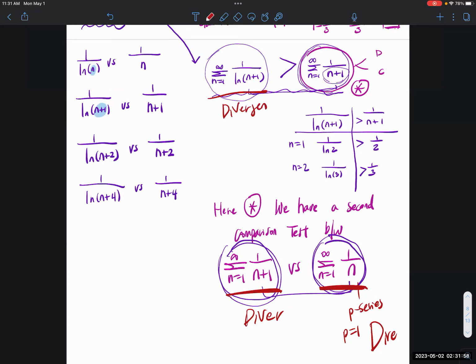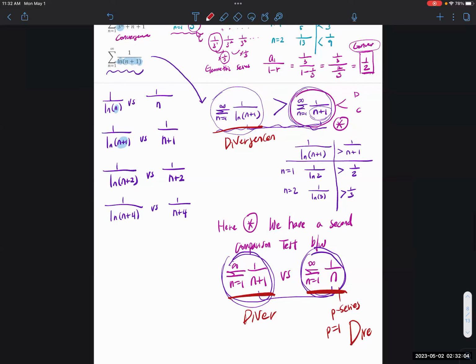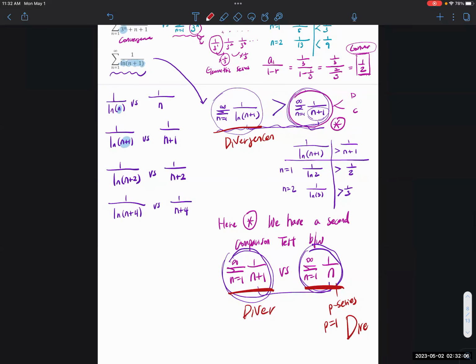So I told you, if your left side is larger, usually the answer is a divergence. So therefore, for the last question, I had a second comparison pass because this middle one is still complicated. So you need to compare with another one, 1 over n. We already know this is a divergence, therefore the answer that we are looking for is also divergence.